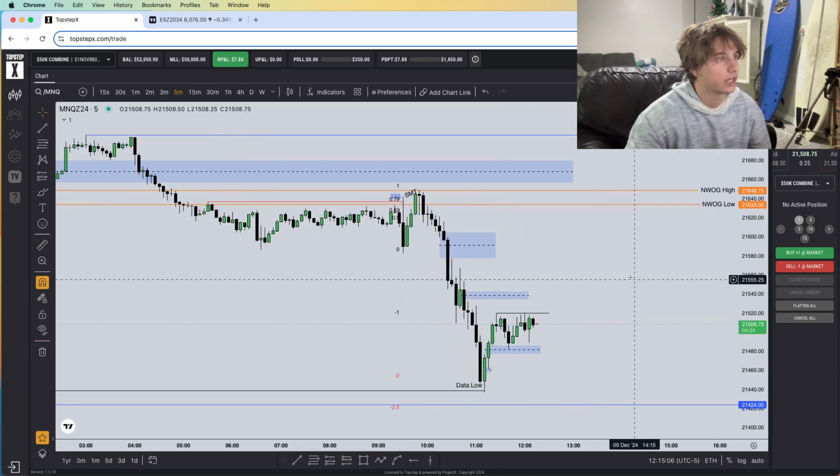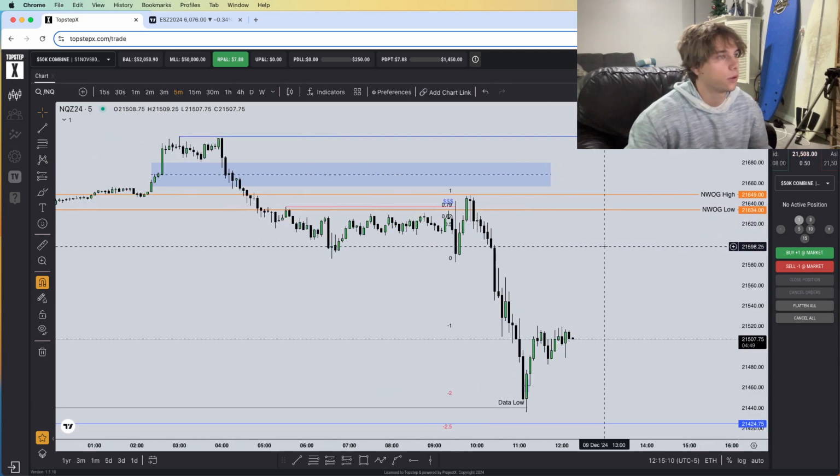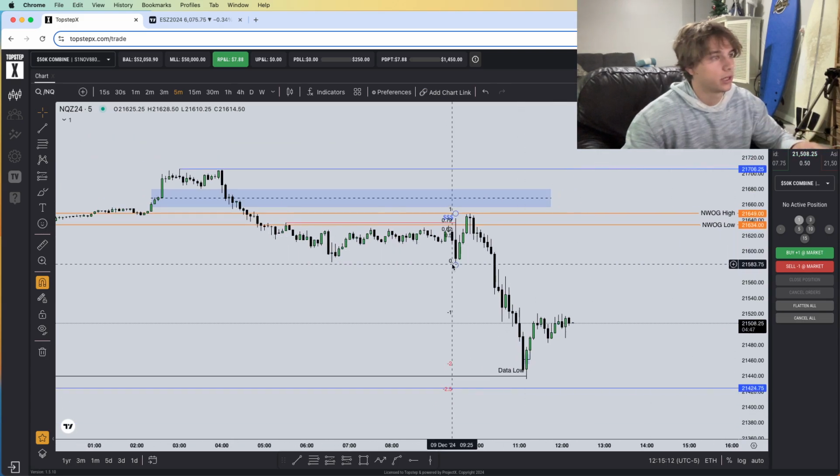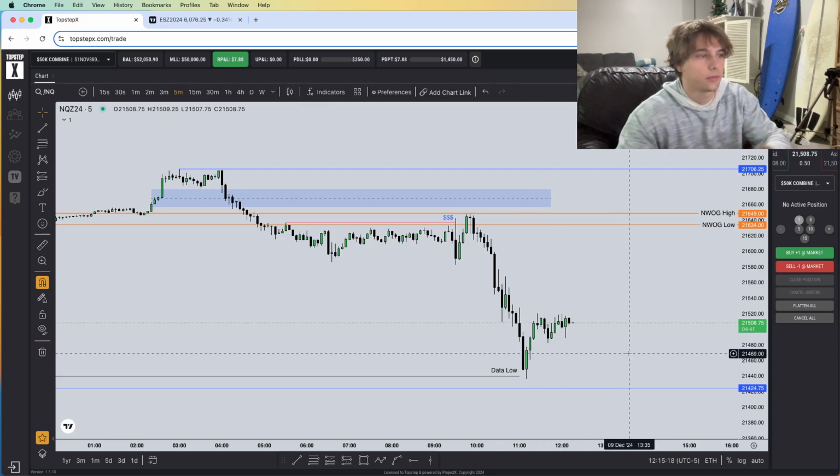I'll go over that, but I do want to go over the charts here and what I was looking at going into open. I'll get rid of this and show you guys how I found that. And then the data low was the draw on liquidity, it turns out.